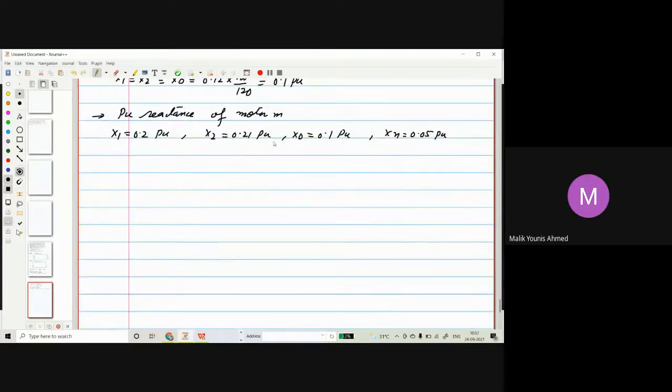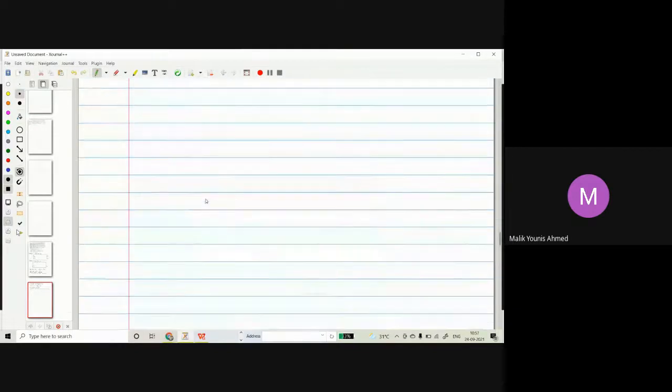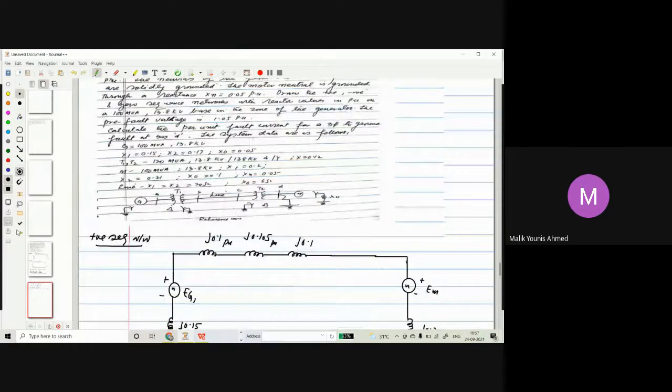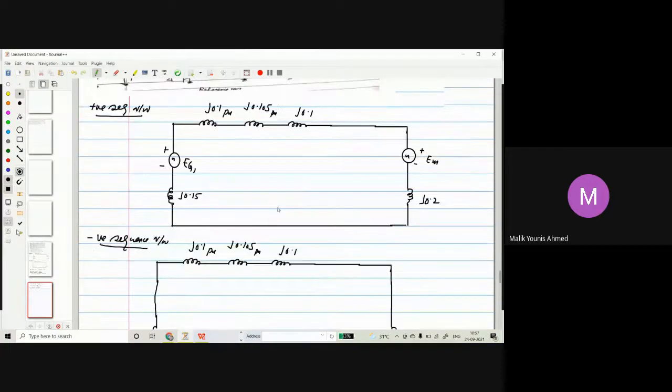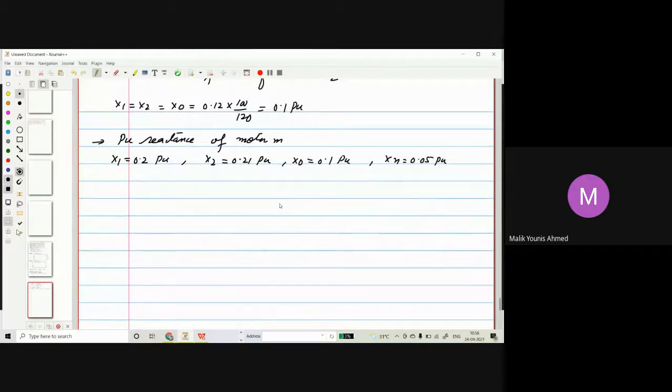Now, what are the base values? We need to confirm what the base values are. Here the base is 100 MVA, the same MVA base. On the 13.8 motor side, the ratio is 13.8, so it will be the same. Only here did the base values change. So here we don't need to convert, both the MVA base value as well as the voltage base values are the same.